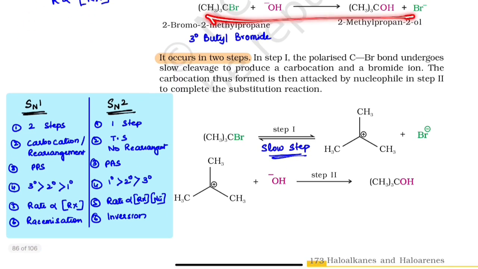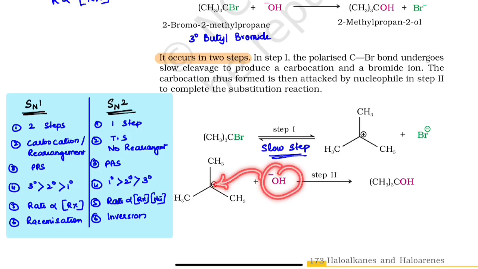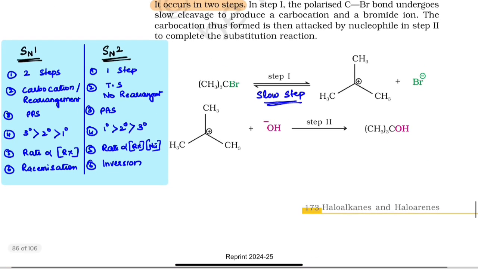And this reaction takes place in 2 steps. Here you can see 2 steps. In the first step, what is happening? Br leaves as Br minus and a carbocation is formed. And in the second step, the nucleophile comes and attacks the positive charge of the carbocation and forms alcohol.